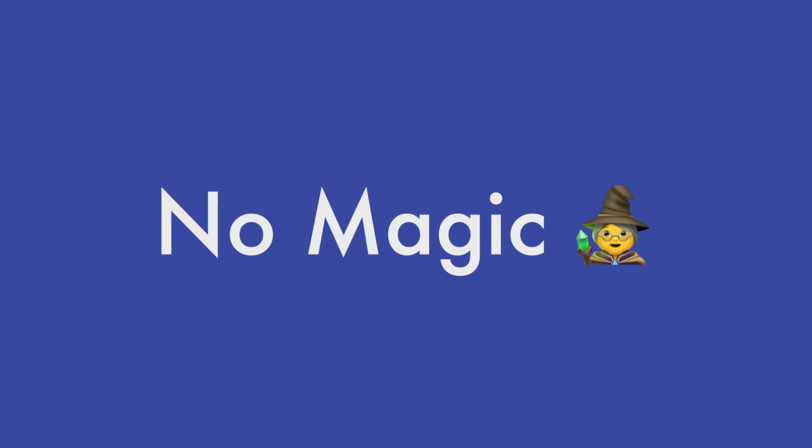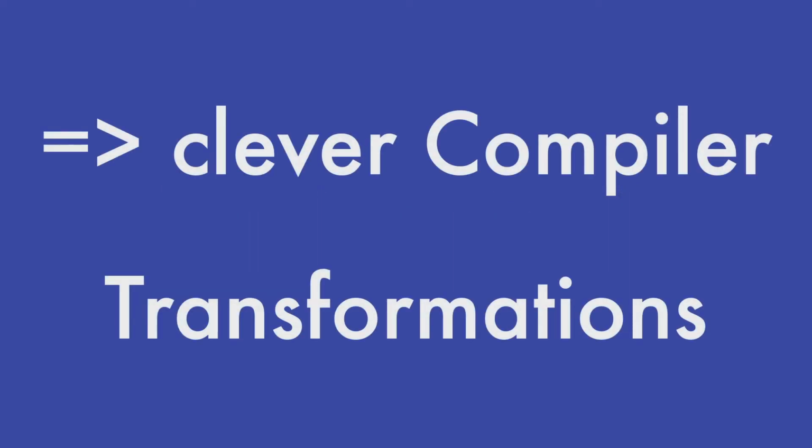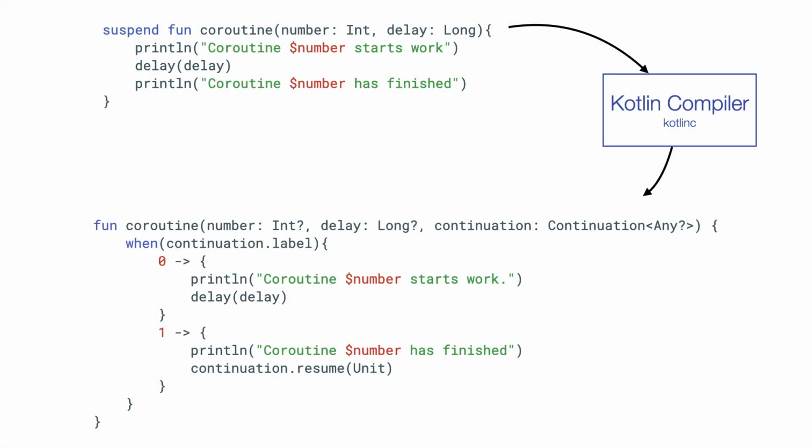So let's recap. No magic is involved when using coroutines. Most of the sophisticated functionality of coroutines is achieved by clever compiler transformations. The compiler transforms suspend functions into regular functions that receive an additional continuation object. Depending on the state of the continuation, different code of the suspend function is executed. This clever mechanism allows a coroutine to be split up into separately running code blocks.